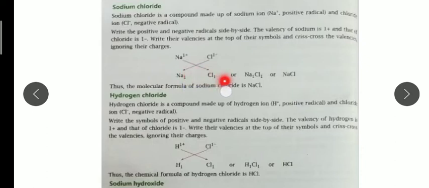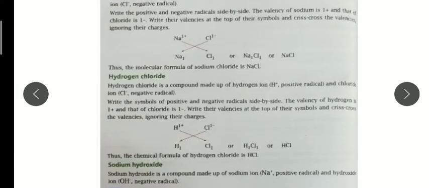When we crisscross, we get the same charge, and the same charge we remove, and we simply write the formula. It is the same as hydrogen chloride: hydrogen has one, Cl also has one, so it is the same as NaCl.